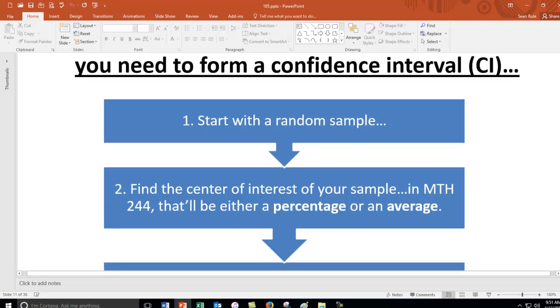Your second thing you do, after you draw your random sample, is you find whatever statistic you're interested in. In this class, Math 244, the only two things we'll be interested in are either a percentage or an average. So if you're thinking about the dice we rolled last week, that's an average amount of the pips that show on the dice. The example I'm about to do with you right now is a percentage, and we'll see how that plays in a second.